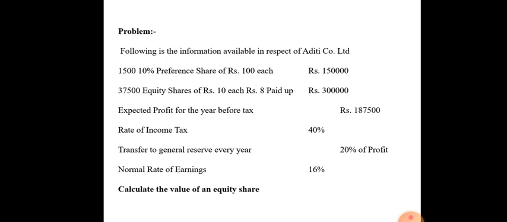Okay, it's 40% tax we have to pay out of this 1,87,500. Then transfer to general reserve every year, it's 20% of the profit. And the normal rate of earnings is 16%.